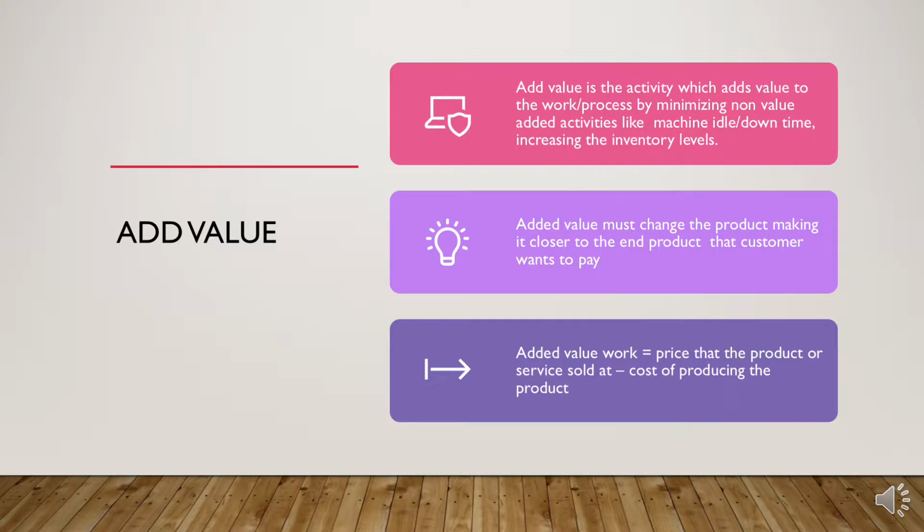To get clear, added value must change the product, making it closer to the end product that the customer wants to pay for. So added value is the value that the customer wants to pay for, not for the non-value added activities. The main motto is to increase the added value for the product and minimize the non-value added price. So added value work equals the price at which the product or service is sold, minus the cost of producing the product.